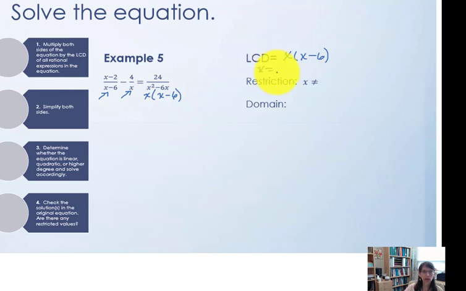Setting each factor equal to 0 will help us to determine any restrictions. So x equal to 0, that already solved itself. So 0 would be eliminated. And to solve x minus 6 equals 0, we add 6 to both sides.